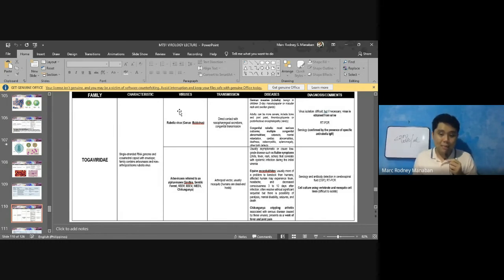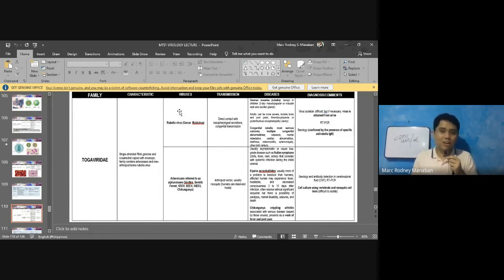And the next group of Togaviridae are the alpha viruses. Your alpha viruses are the arboviruses. And who are they? The Sindbis, Semliki Forest virus, your WEE, your VEE, your EEE, western equine encephalitis, Venezuelan equine encephalitis, and eastern equine encephalitis. Equine meaning from the horse. Okay. And you have chikungunya virus.